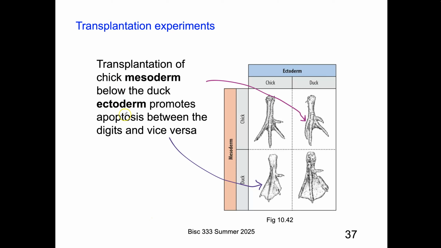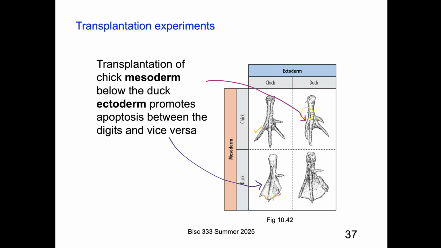And you can do some experiments to show whether it's the mesoderm or the ectoderm that promotes this. So the ectoderm of a chick embryo or a duck embryo in the limb bud formation. And if the chick ectoderm has chick mesoderm underneath it, you get the separated toes. But if you have duck mesoderm transplanted there, that is not going to go through the cell death, and so it creates this webbed foot.